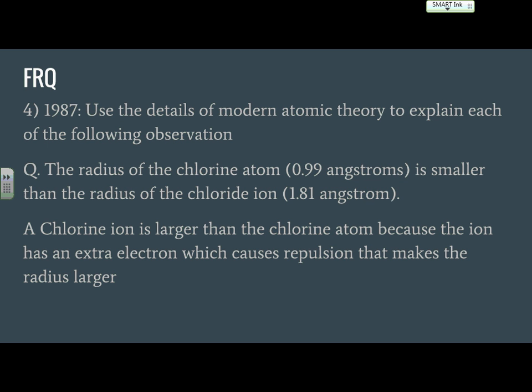The radius of the chlorine atom, 0.99 angstroms, is smaller than the radius of the chloride ion, 1.81 angstroms. The answer is the chloride ion is larger than the chlorine atom because the ion has an extra electron, which means more repulsion that makes the radius larger. Hold there for a second. This is the first time we've actually seen it.